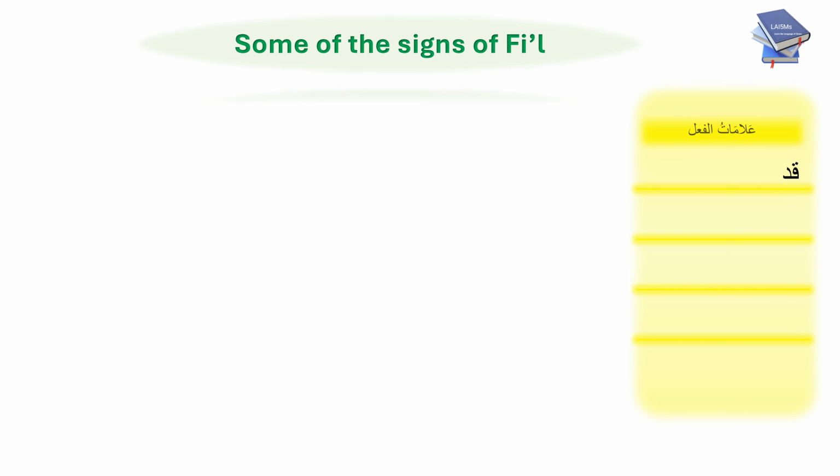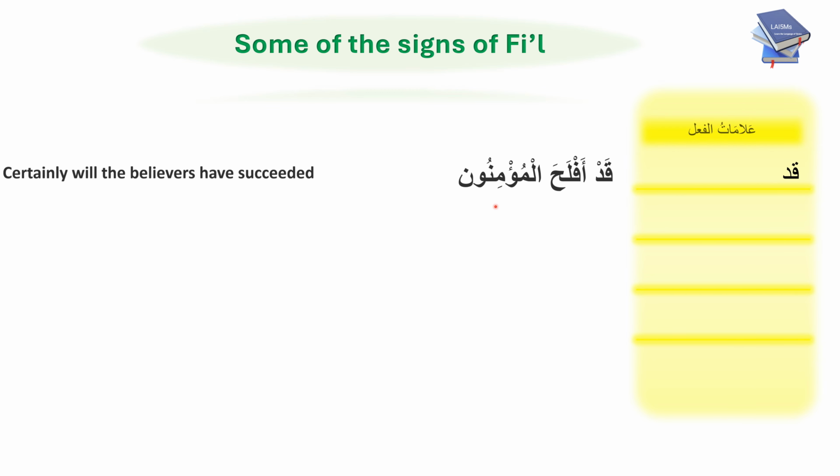Let's now practice what we have learned with some examples from the Quran to reinforce our understanding. علامات الفعل. قد أفلح المؤمنون. Certainly will the believers have succeeded. So now we said, remember, if this word precedes that word, then that word is a verb. So here, قد أفلح. أفلح is a verb, succeeded, as you can see in English. قد أفلح.